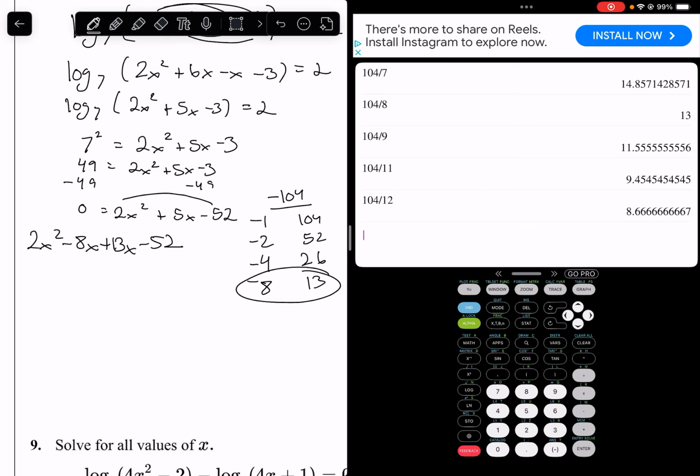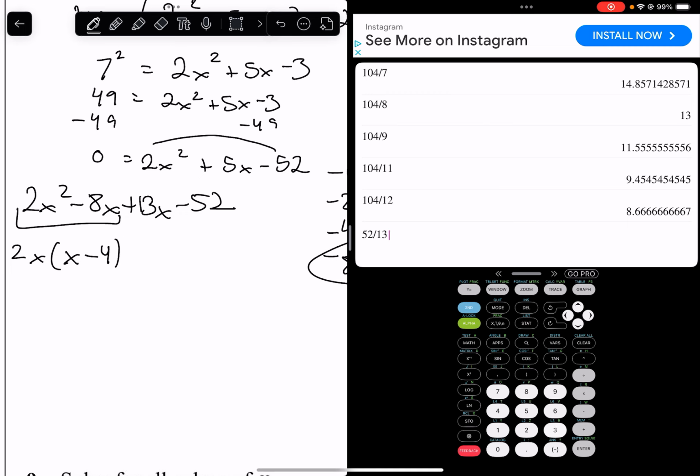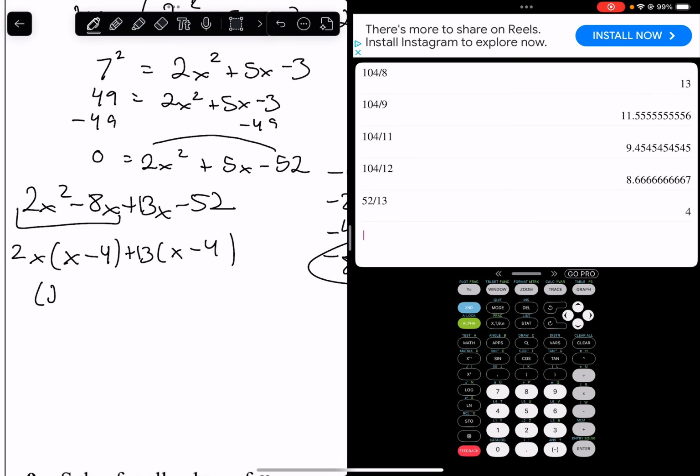And then I'm going to go ahead and take out my GCFs. So I can take out a 2x here, and I am left with x minus 4. Here, hopefully I can take out a 13, I would imagine. Yep. So we can take a 13 out of this, and we get x minus 4. So we are left with 2x plus 13 times x minus 4 equals 0.